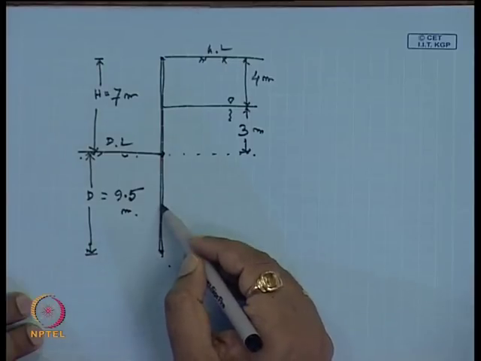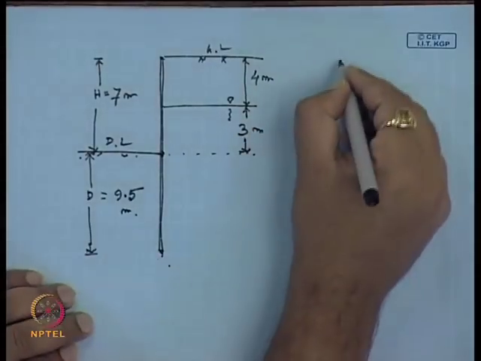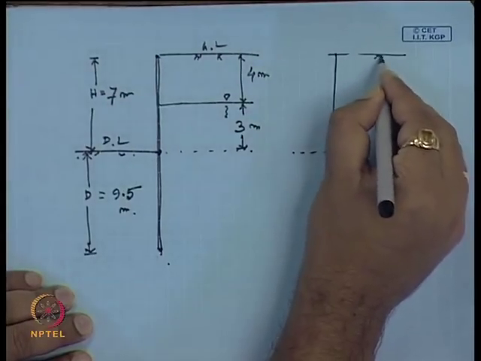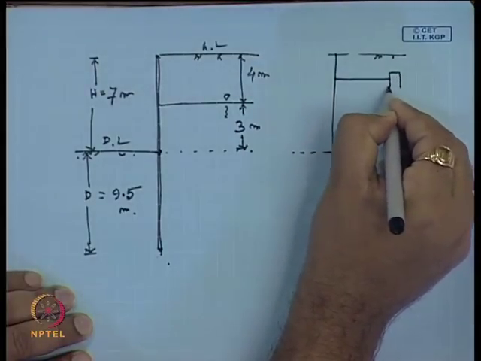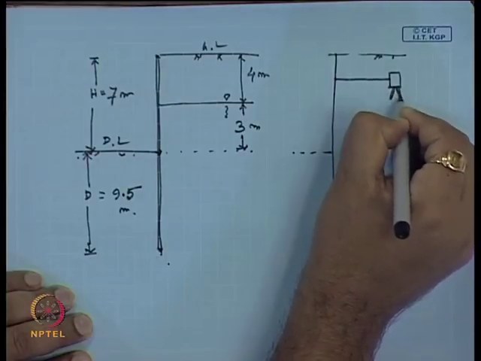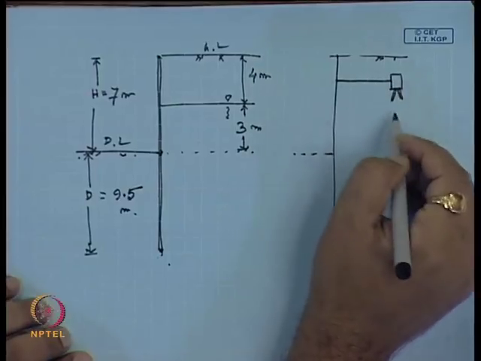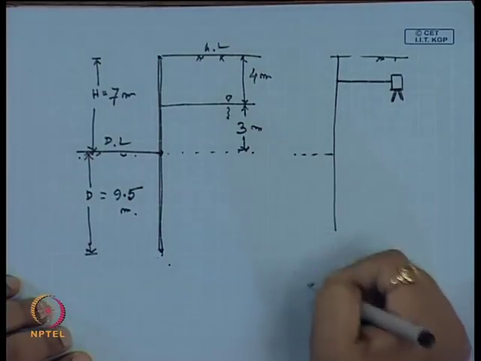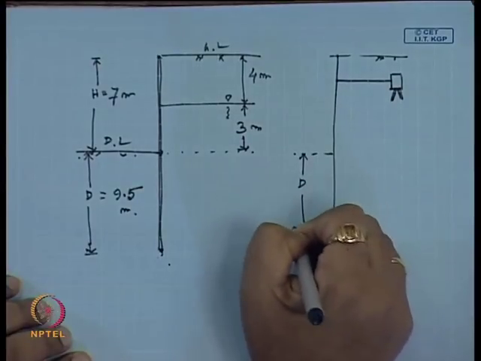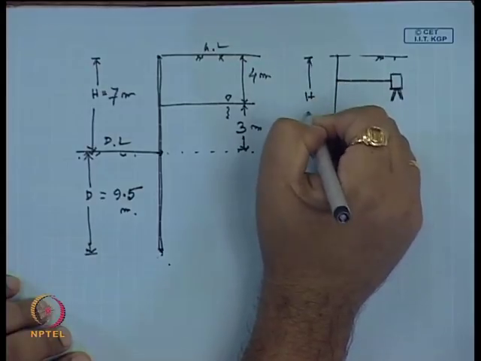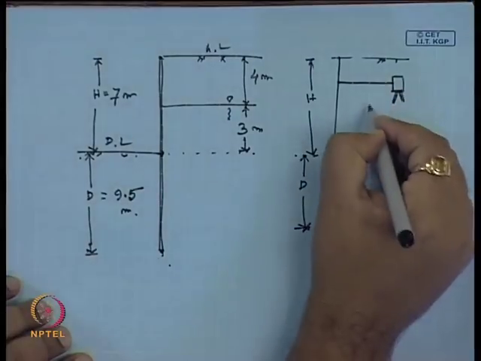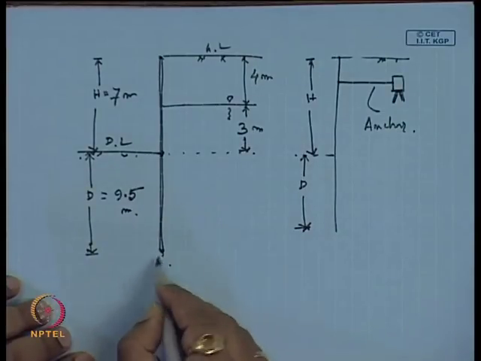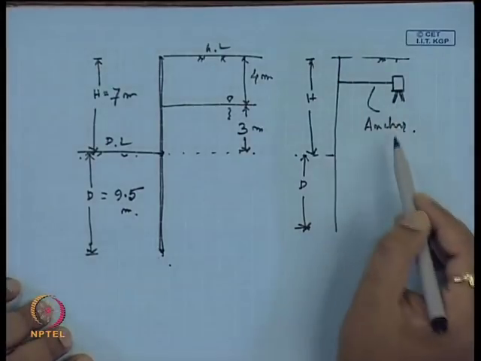We can reduce the required depth by providing an anchor here. Suppose this is the same sheet pile and this is the ground level. If I provide one anchor here and fix it, the pressure is acting in this direction, and the anchor is basically holding the sheet pile. In that case we can reduce the required depth below the dredge level if we provide the anchor. So, this is our anchor, this is our cantilever retaining sheet pile, and this is the anchored sheet pile, where we can reduce the required depth.